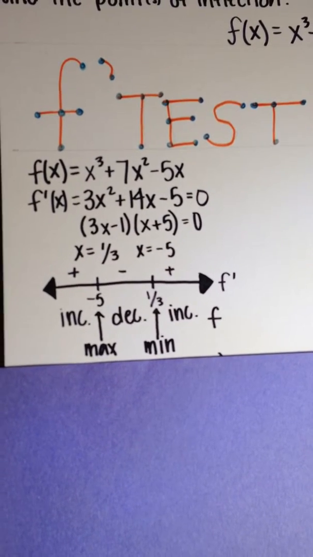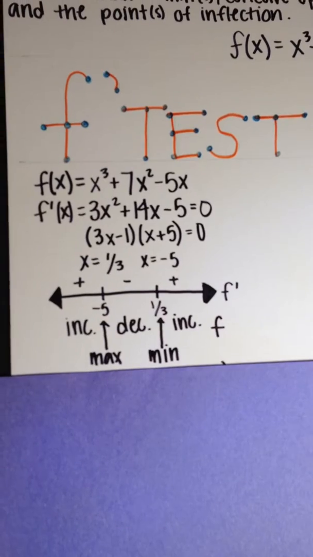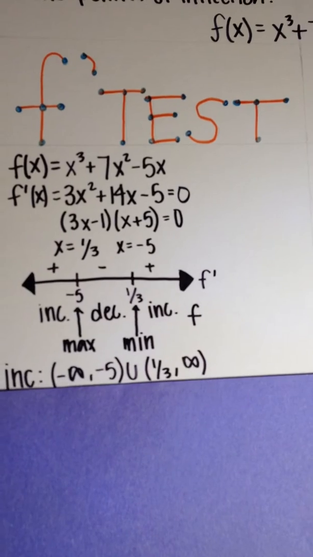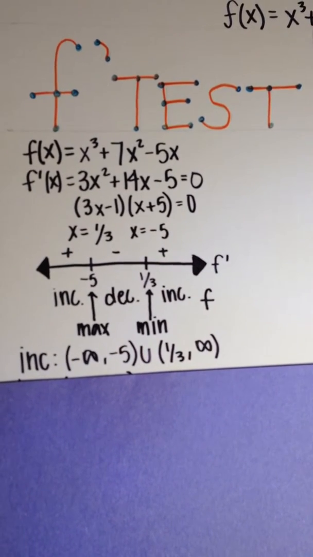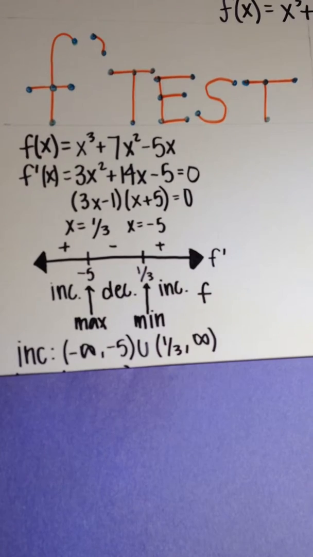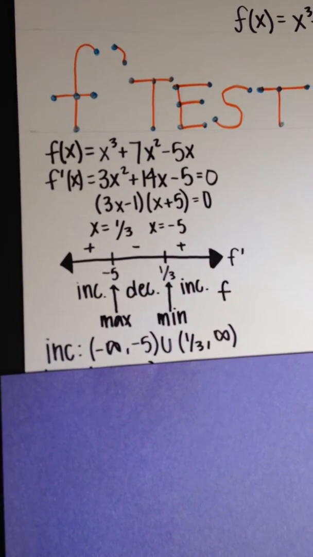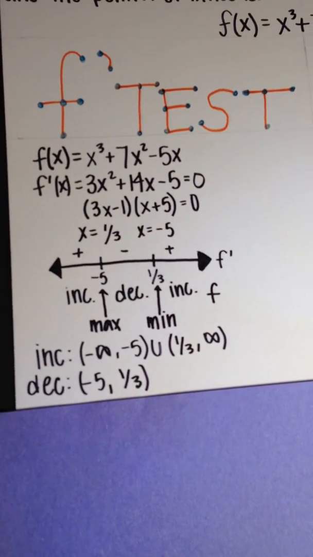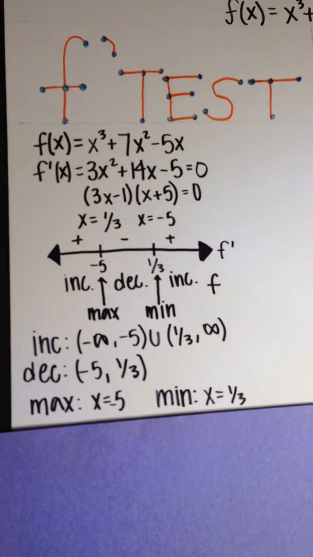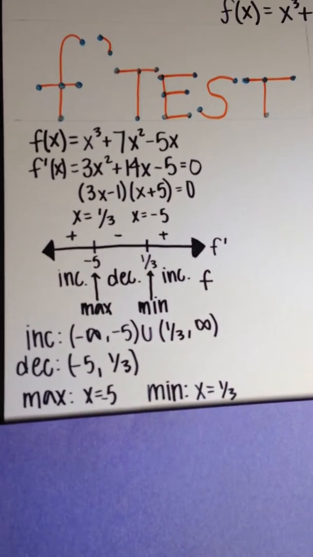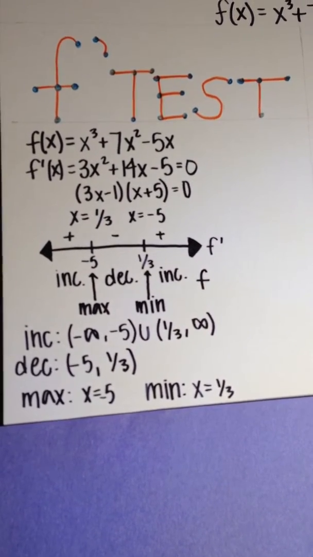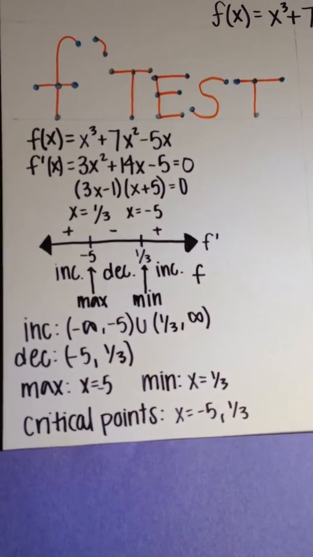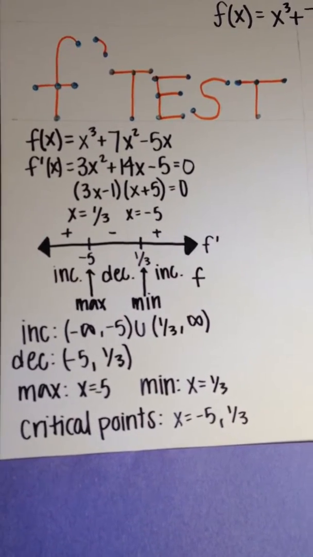Wherever f prime changes from positive to negative, there's a maximum, and wherever f prime changes from negative to positive, there's a minimum. F is increasing from negative infinity to negative 5, union 1/3 to infinity. Decreasing from negative 5 to 1/3. F has a max at x equals negative 5 and a min at x equals 1/3, and the critical points are x equals negative 5 and x equals 1/3.